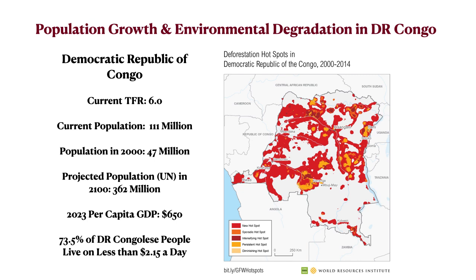Its current population is estimated, and this is a rougher estimation than we have for many countries, at about 111 million. In 2000, it was only 47 million. The country has had very difficult economic and political times since then, but its population has more than doubled, and it's projected to reach around 362 million by the end of the century. It's a very poor country, with per capita GDP of about $650 per person, and about three-quarters of its people live on less than $2.15 a day.